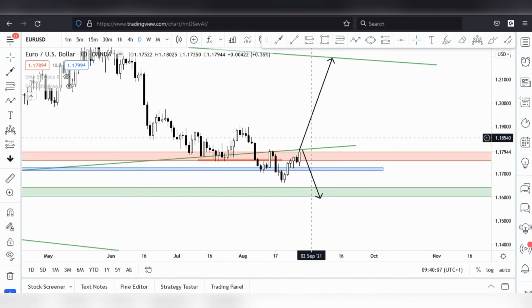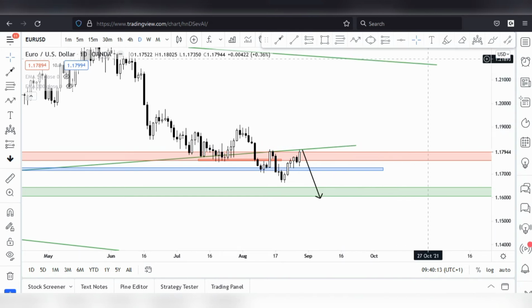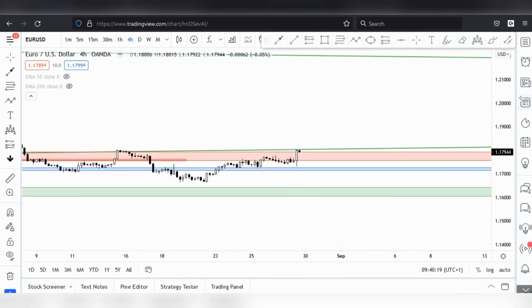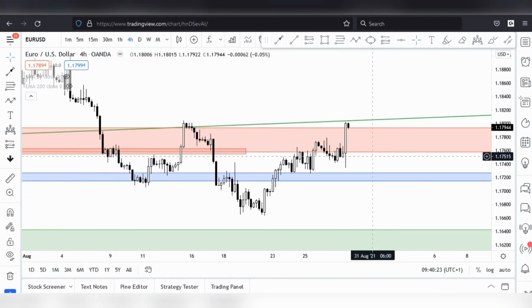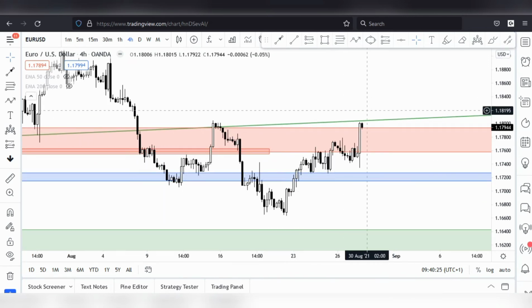A break to the top will mean a continuation to the upside. And so we'll be looking for our candlestick patterns around that red area. If you go to the 4-hour time frame, we can see that price has formed this nice bullish candle over here, followed by this inside bar.